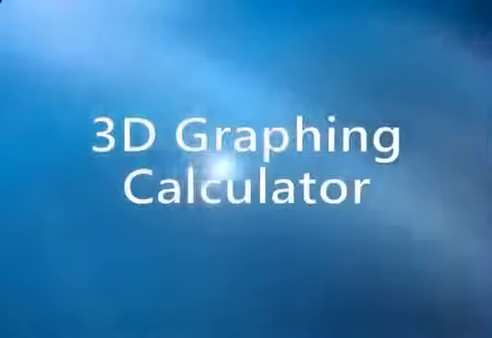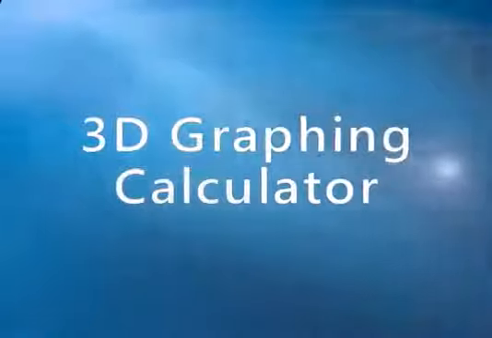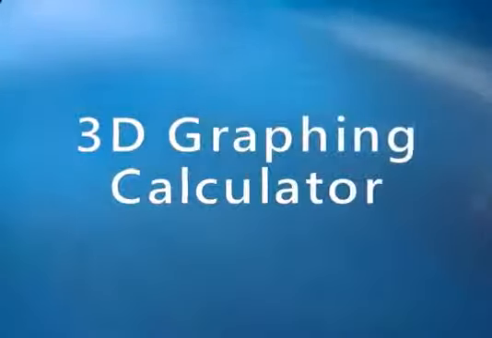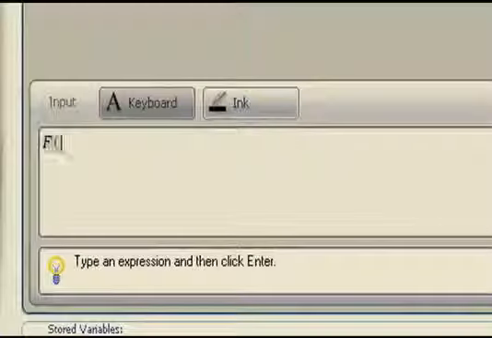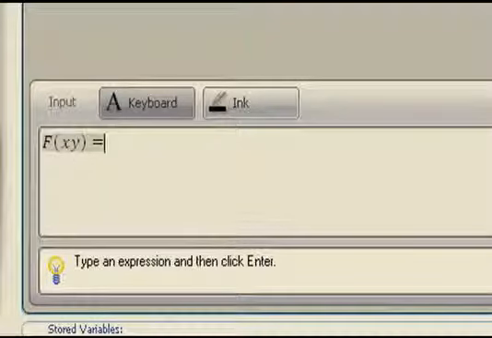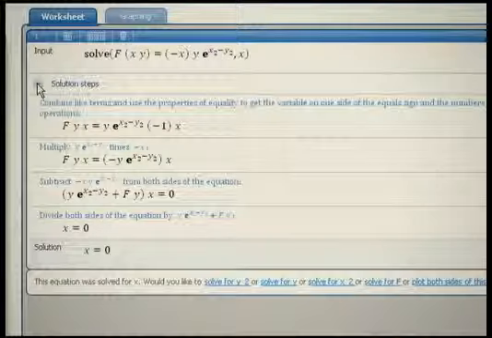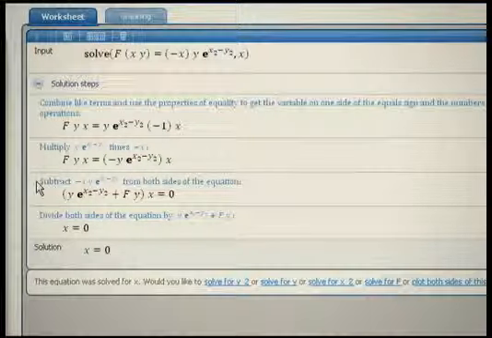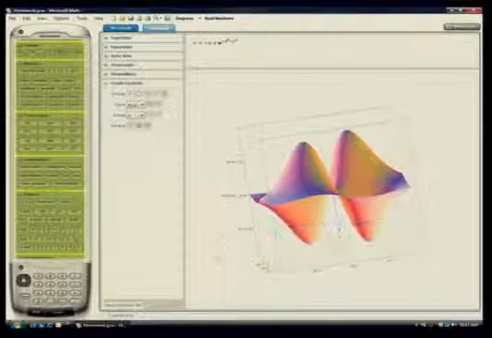Let's say a student is working on a problem that is more advanced, like calculus. Microsoft Math now includes higher levels of math, so students can get the help they need outside the classroom. For example, students learning about partial derivatives can graph the following function. f of x y equals negative x y times e to the power negative x squared times negative y squared. Microsoft Math not only helps students get their homework done, but with the 3D graphing functionality, it enables them to fully visualize their math.